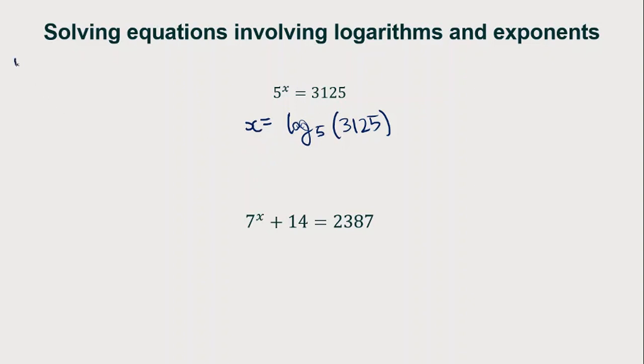We could also try to see what happens if we start raising 5 to certain powers. So 5 to the power of 1 is 5, times 5 is 25, times 5 is 125, times another 5 is 625, times another 5 is 3125. So whether you use a calculator or not, 5 to the power of 5 is 3125. So x is equal to 5 in this case.